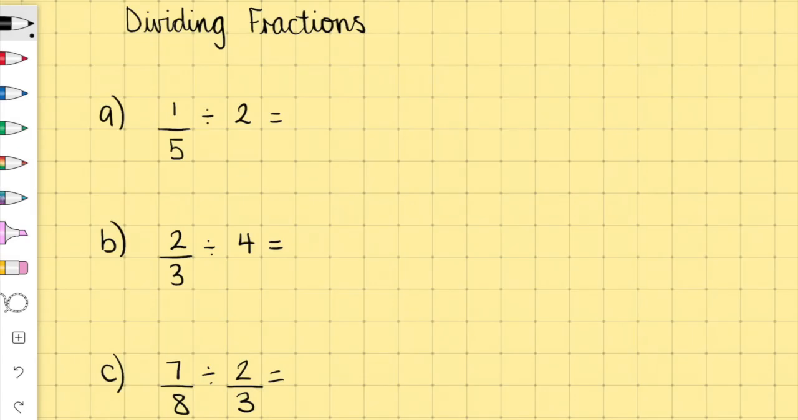That's basically everything that you need to know about dividing fractions. On the screen in front of you, you can see some questions, so feel free to pause the video and give it a go yourself. When you're ready, just hit play and the answers will be waiting for you.